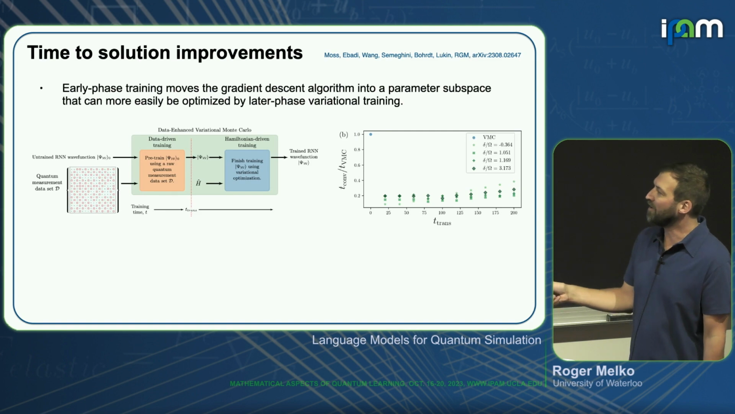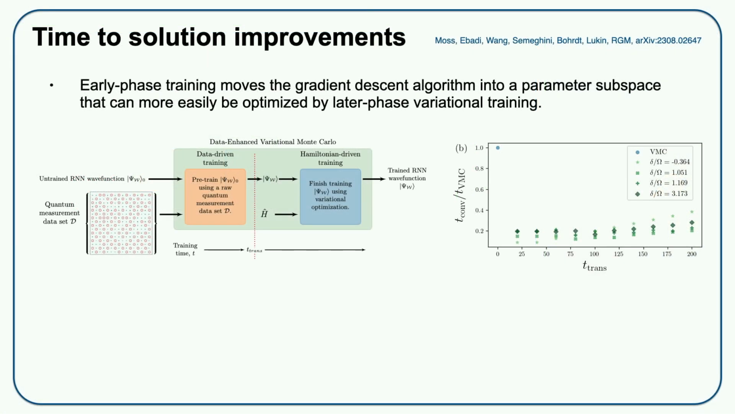And so this is a protocol that, I actually forget what they call it now. Data-enhanced variational Monte Carlo, it's right there. So you take data, you train a language model, whatever you want, with shots from the data, and then at some transition time, you switch the cost function to be Hamiltonian-driven. And what do you get? You get order of magnitude time to improvement for the variational procedure, okay?